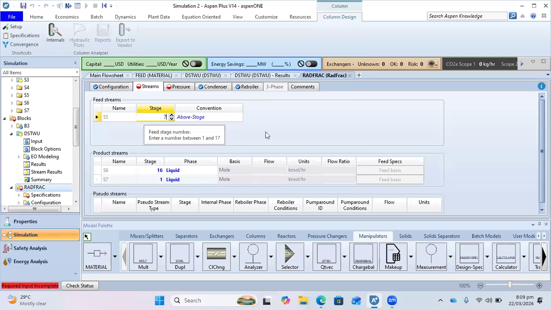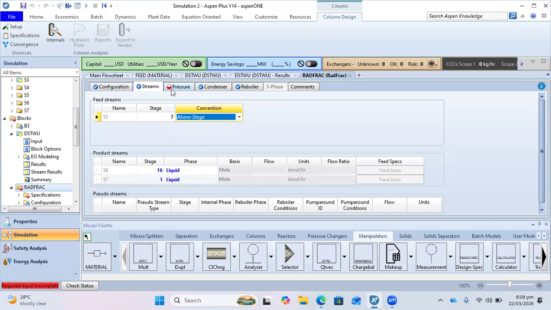So you may consider maybe our feed is coming in above the stage, on the stage, or it's coming to our stage as vapor or to our stage as liquid. So these are different things we can do, right? And Aspen counts the stages from top to bottom. Yes, it's from top to bottom. So stage one is at the very top where we have the distillates, and then the last stage would be where we have the bottoms.